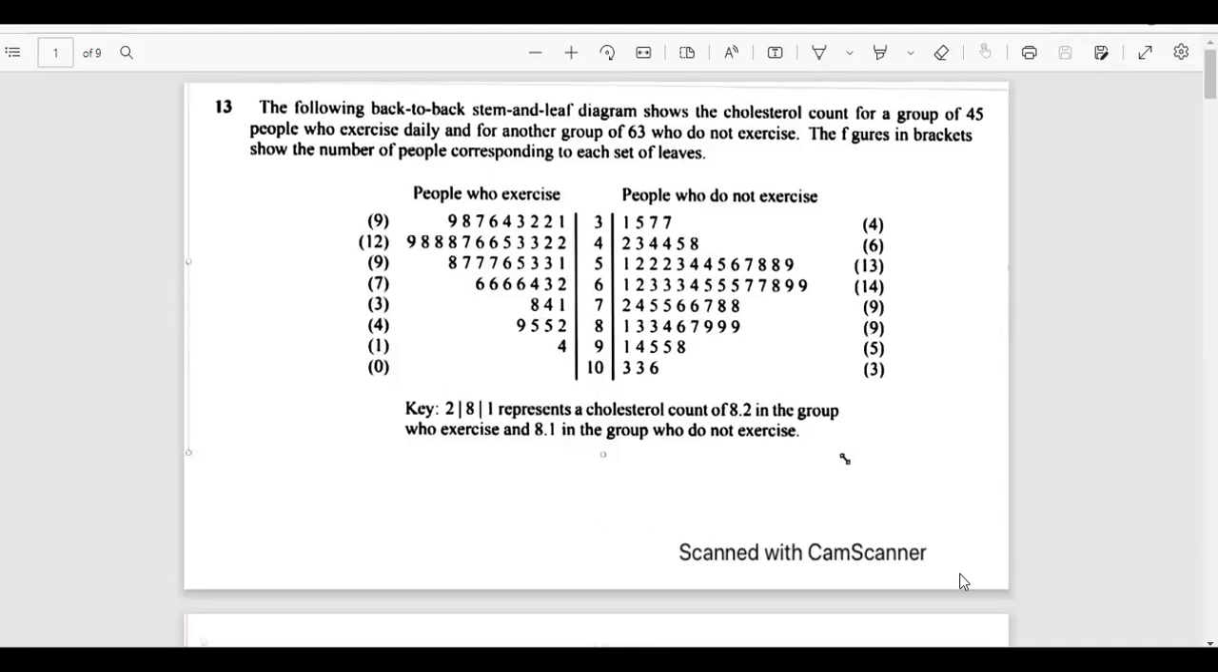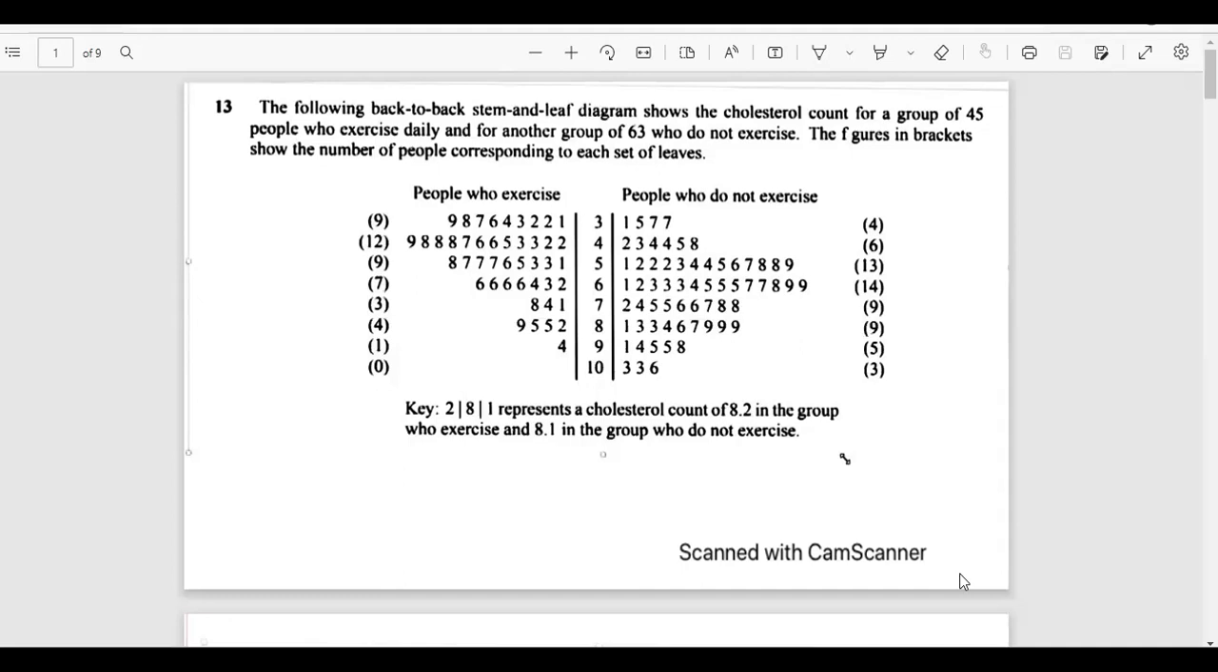This very first thing is not a question, it's just for your understanding. I just wanted to talk about a back-to-back stem and leaf diagram. Let's understand the scenario and see for which questions exactly we would be making a back-to-back stem and leaf diagram. So far, the cases which we discussed had one scenario only, right?